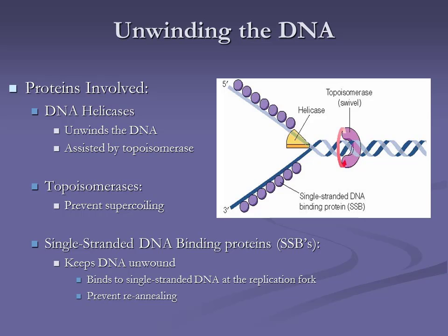Okay. Topo 1 makes a single-stranded cut. Topo 2 cuts both DNA strands to release the tension. All right, that's as difficult as it is. Topo 1 single-stranded cut, Topo 2 cuts both strands. Hence the numbers. So that prepares us for the replication process.